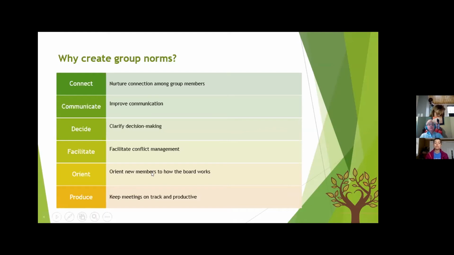Having group norms is also a good way to orient new members to how the board works together. You have something in writing to share with them as soon as they come on board, even as part of their board orientation. You might say, we have this board manual that gives you your duties and responsibilities, but also be sure to look at this section that talks about our values, the communication behaviors we expect, and the ground rules we expect for how we work together. This is what you can expect when you come to work with us, and we hope that you'll contribute to that.